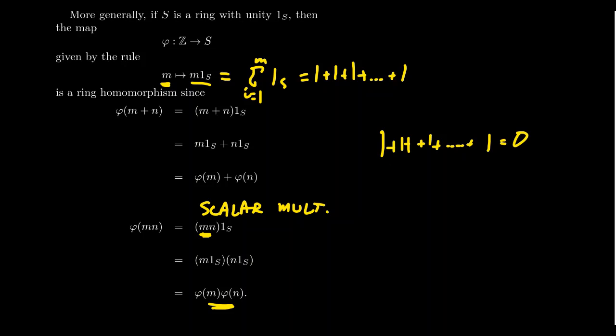And if n is the smallest number of 1s that add up to be 0, we call this the characteristic of the ring. So the characteristic of S would be n in that situation. It's the smallest number of 1s that add up to be 0. If there's no number of 1s that add to be 0, we actually call it a characteristic 0 ring.